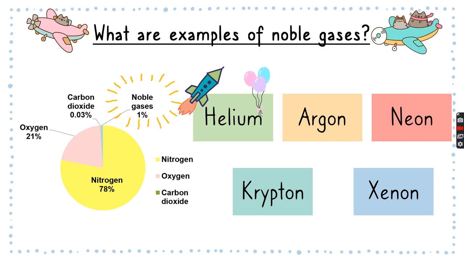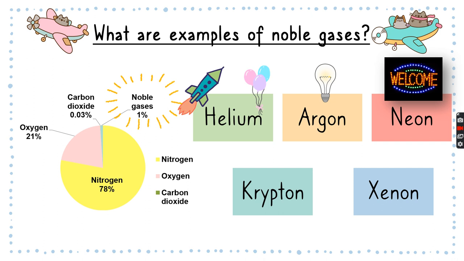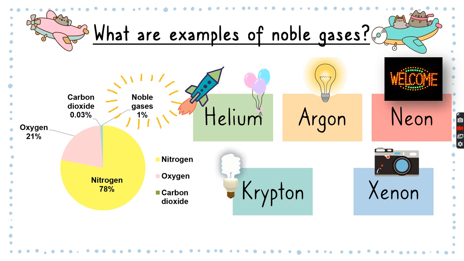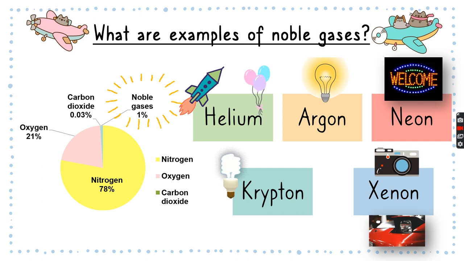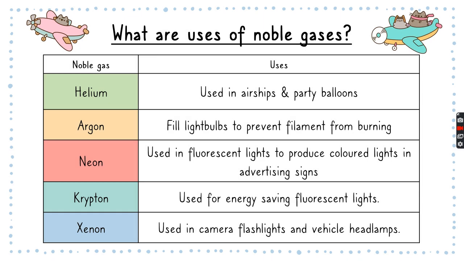Helium, here's a little clue about it, is that it's mainly found in rocket fuel and helium balloons. Argon is the gas that can be found inside light bulbs. And you have neon, which is also a gas that can be found in lights. And neon is a bit special because it has a lot of color to it. Krypton can be found in light bulbs, but a very specific type of light bulb. And xenon can be found in camera lights. And this gas is also used in car lights.